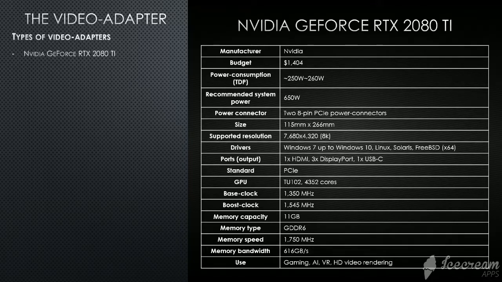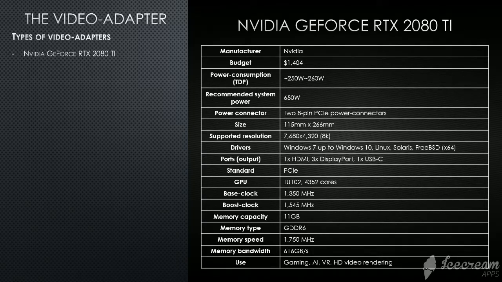The supported resolution is 8K, and the drivers for this adapter are supported on Windows 7 up to Windows 10, Linux, Solaris, FreeBSD in 64-bit architecture. This adapter offers one HDMI port, 3 display ports, and one USB-C port. The general standard is PCIe. The GPU type is TU102 and has 4352 cores.